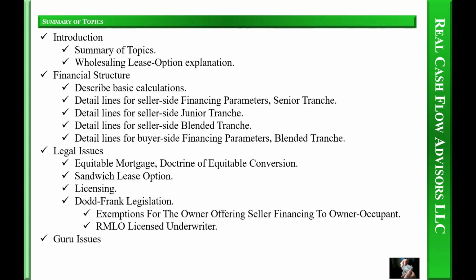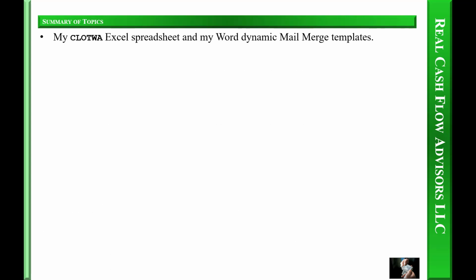Guru issues. Joe Crump forms, lease option memo, other Joe Crump documents. My CLOTWA Excel spreadsheet and my Word dynamic mail merge templates. CLOTWA is an acronym for Convert Lease Option to Wraparound. That's a very big name for a spreadsheet, so I just use the acronym. Brief CLOTWA demonstration video.